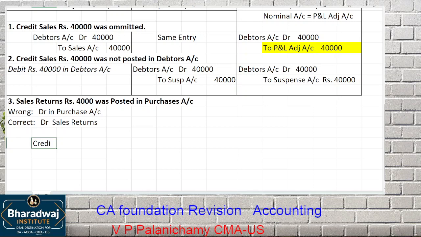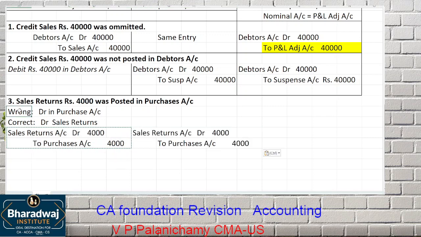Credit purchase account. Which account should be debited correctly? Sales returns account should be debited correctly. What is the entry you will pass? If it is after trial balance also, the same journal entry will come. It's an error affecting two ledger accounts, so the same journal entry will come.